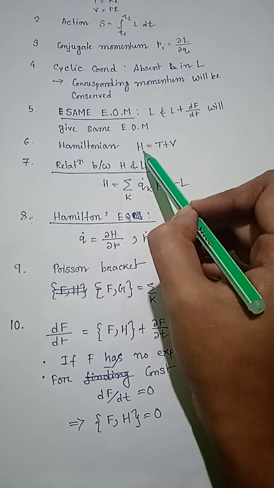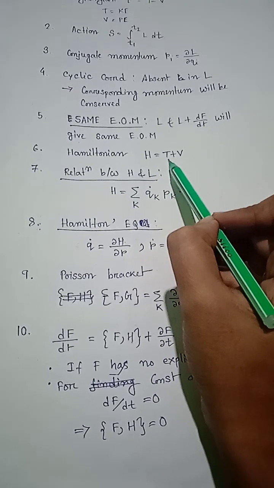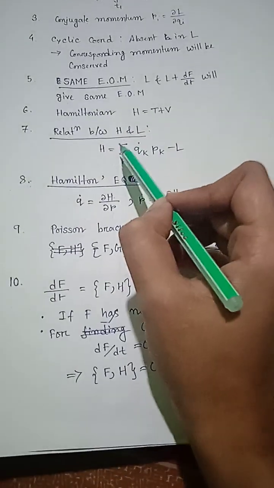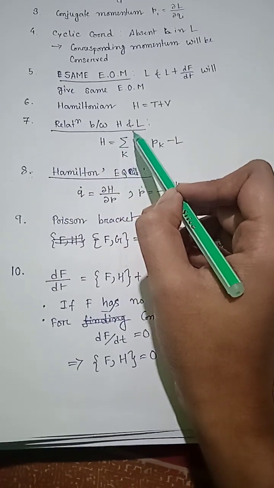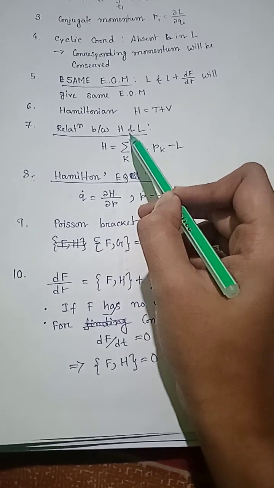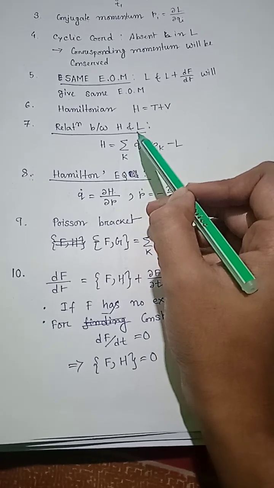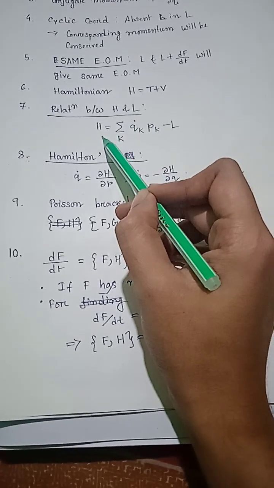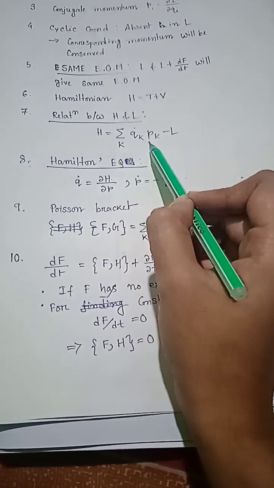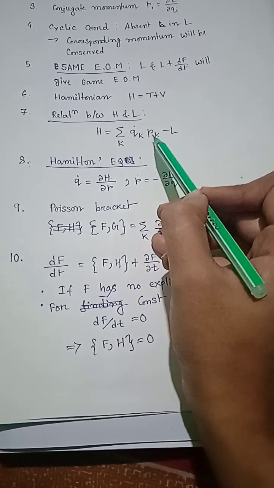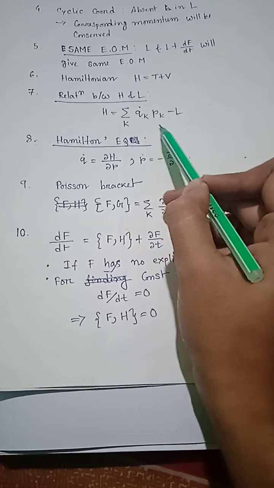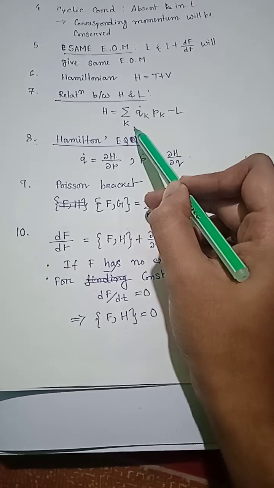Hamiltonian. Hamiltonian is the sum of kinetic energy and potential energy. Look, if I have Hamiltonian, I want to convert it to Lagrangian or vice versa. How will I do it? Hamiltonian is equal to the sum over k of qk dot pk minus L. Using this formula, we can convert Hamiltonian to Lagrangian or Lagrangian to Hamiltonian.